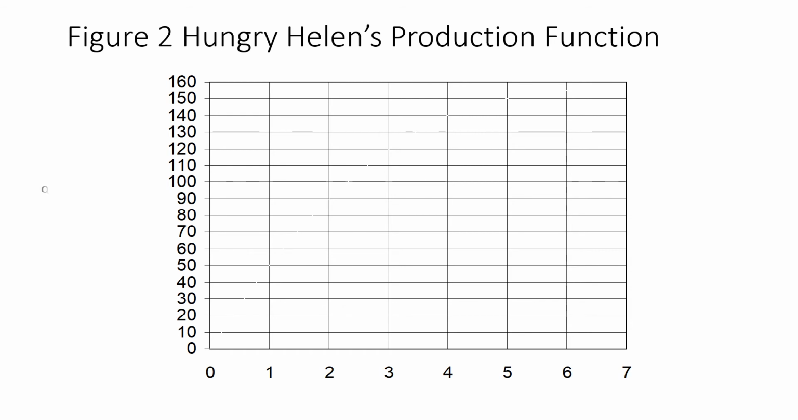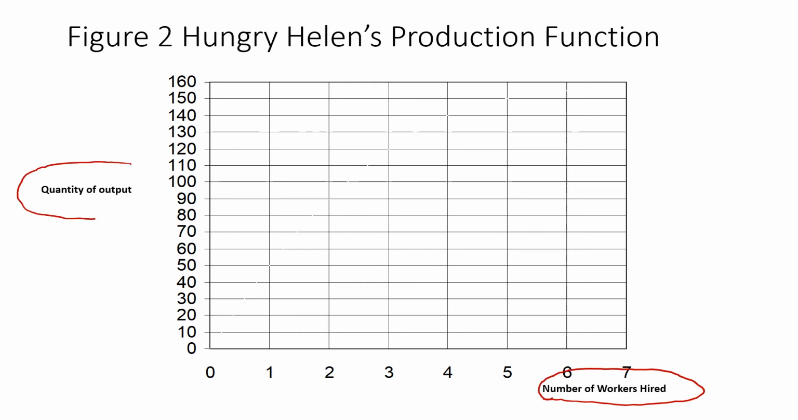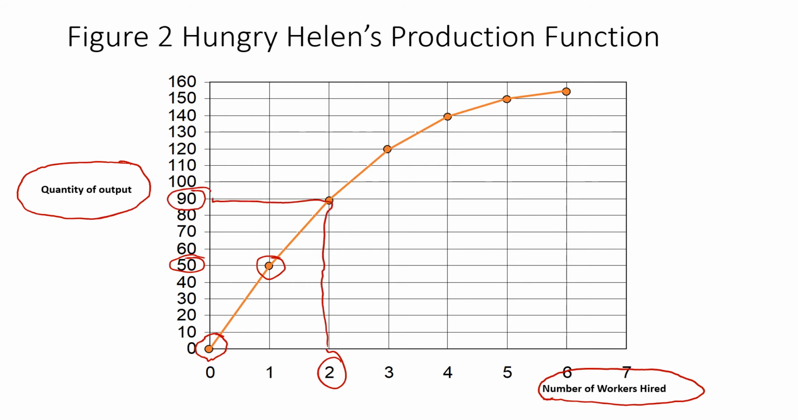So as I discussed earlier, we have the number of workers hired, and we write that on the x-axis, and the quantity of output, the production, on the y-axis. And we graph that. This is the graph. You see I'm plotting all of these dots, and the first, when we had 0 workers, we had 0 output. With the first worker, we were producing 50 units. Then with the second worker, we were producing 90 units. Then with the third worker, we were producing 120 units, and so on.